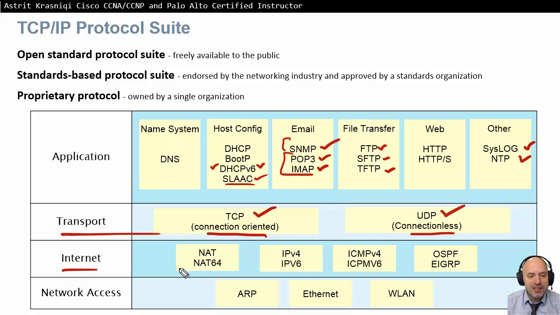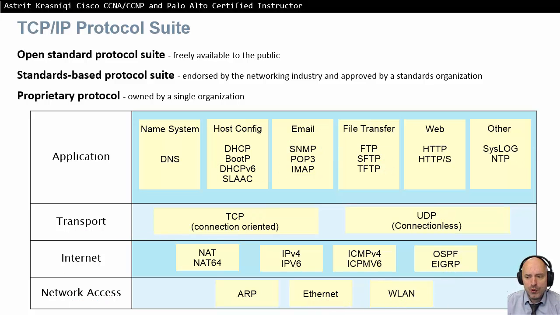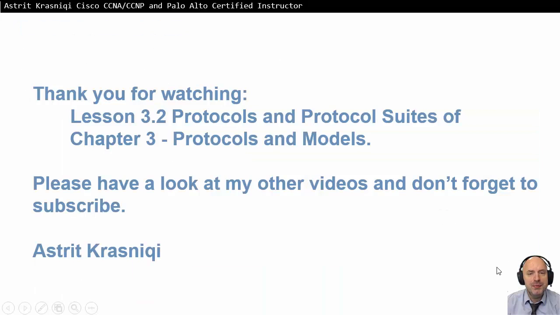And then we have an internet layer. At the internet layer we have NAT, NAT64, IPv4, IPv6, ICMPv4, v6, and some routing protocols. And then we have network access: ARP, Ethernet, and WLAN. So this is the protocol suite of the TCP/IP.